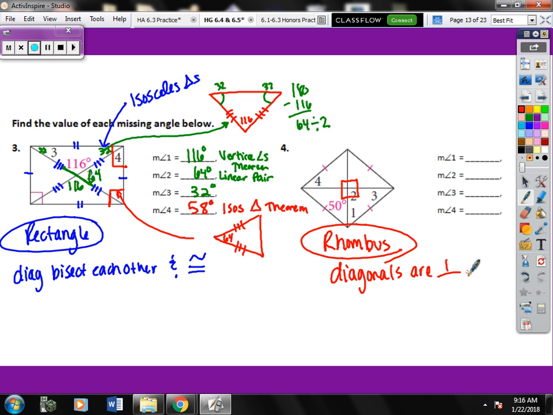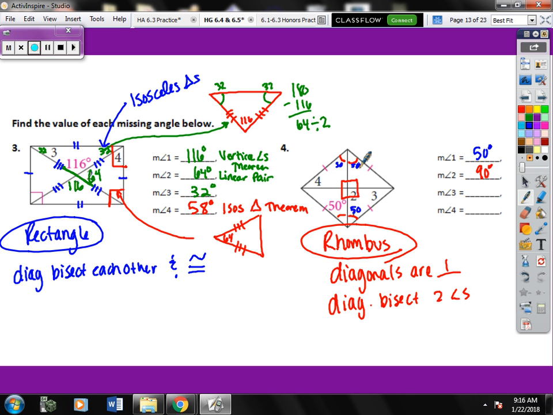So that immediately tells me that the measure of angle 2 is 90 degrees. Done. Okay. We also know that the diagonals act as angle bisectors. So that means that this angle is congruent to this angle and these top two. Those would all be the same measure, and they tell us one of them is 50, which means that 1 is also 50. These would also be 50 if you want to fill it in.